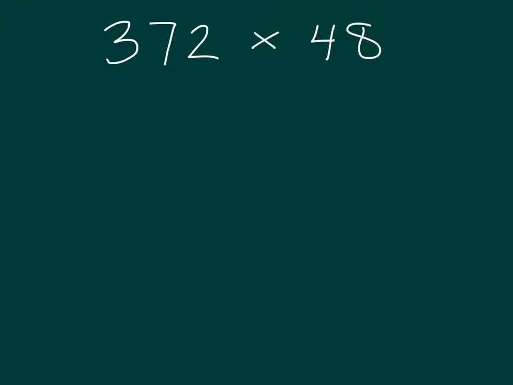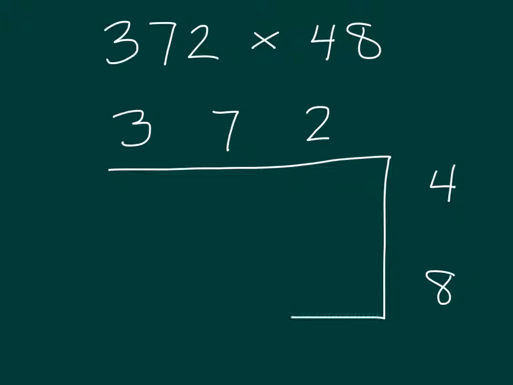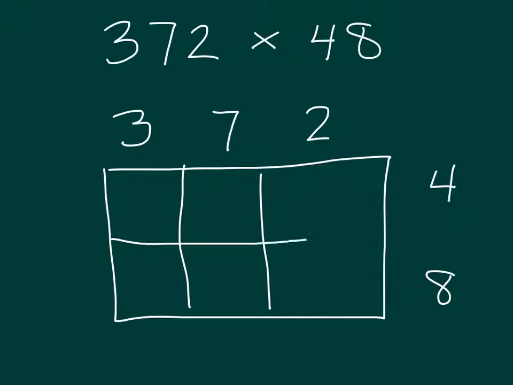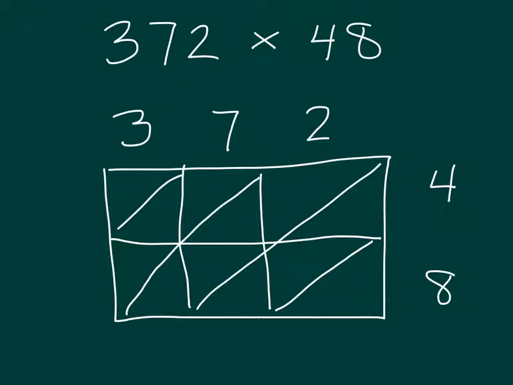Now I want you to try and solve this problem using the lattice method. I'll even help you set it up. Remember, each number needs its own column and row. And then we split the boxes diagonally. Next, we're going to multiply. I want you to pause the video here and try and do that part yourself, and then when you're ready, turn your video back on and check your work.